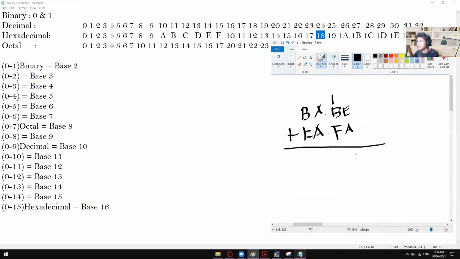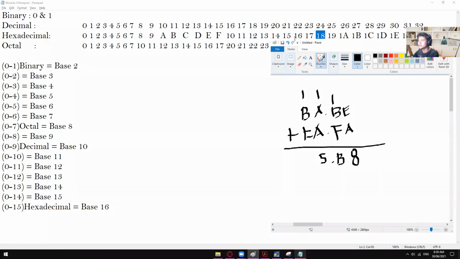Okay, so carry 1, bring down 8. So F is 15 plus B is 11. So 26 plus 1 is 27. So 27 is 1B in hexadecimal. So 1 and then B. And then that right here. So A plus A is 20 plus 1 is 21. So 21, but it's 15 in hexadecimal. So carry 1, bring down 5.